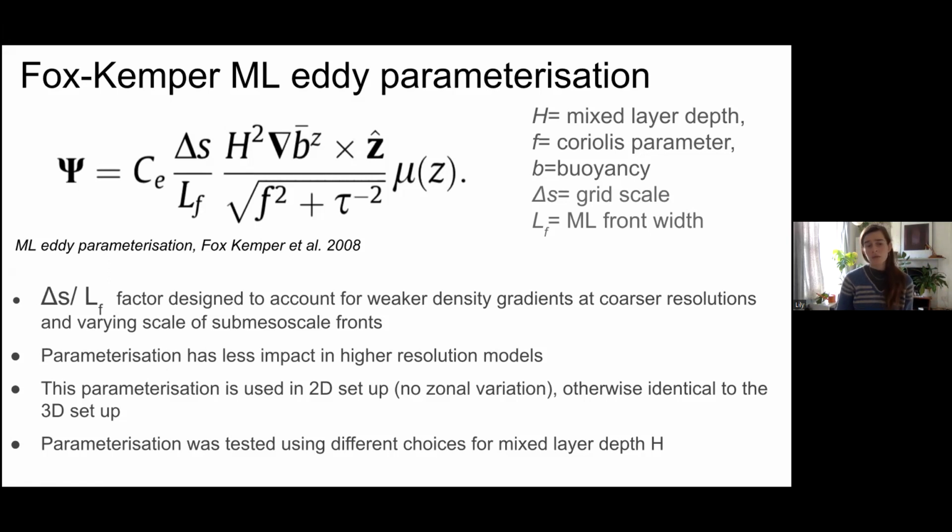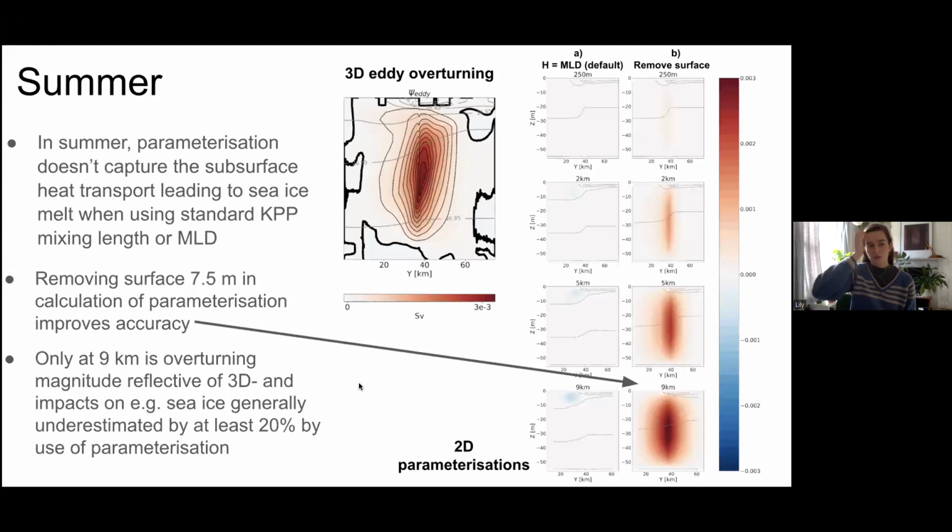So what I have used this parameterization is I used it in my 2D setups, which have no zonal variation, looked at different resolutions, and also I looked at using different choices for the mixed layer depth H, because there's a couple of different choices that you could use. So I used this parameterization in my summer simulations.